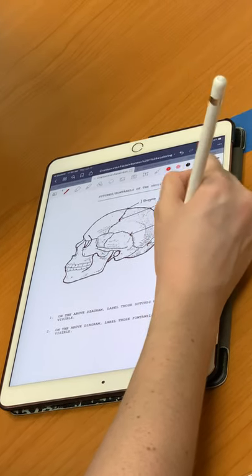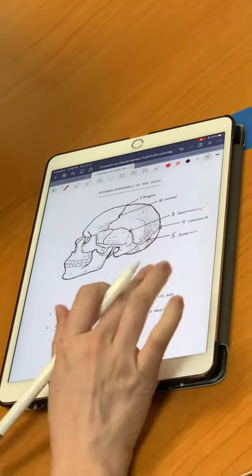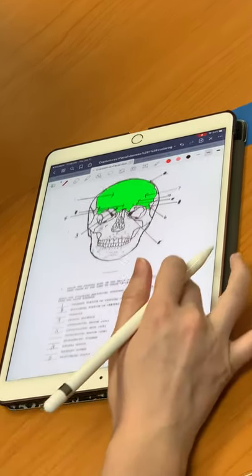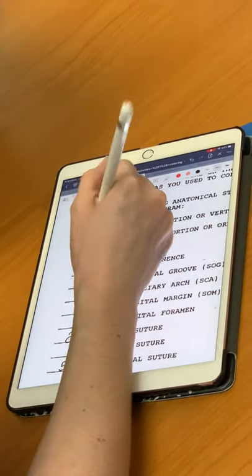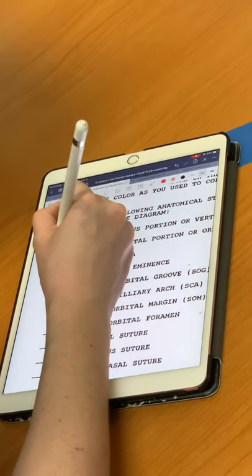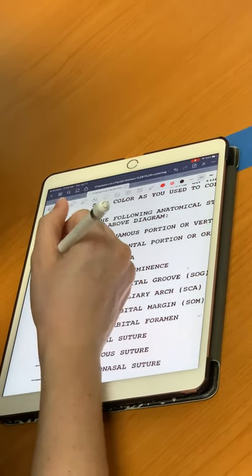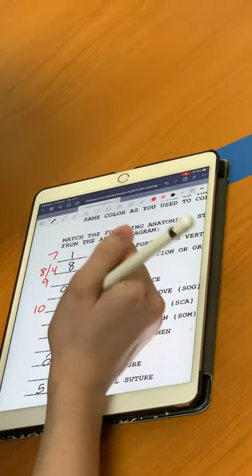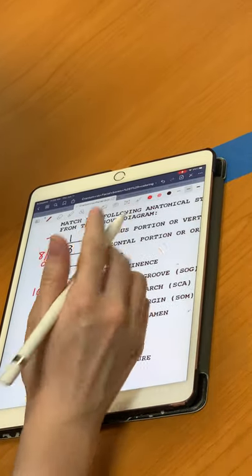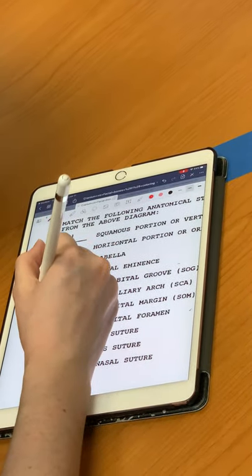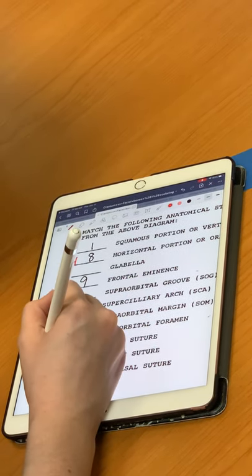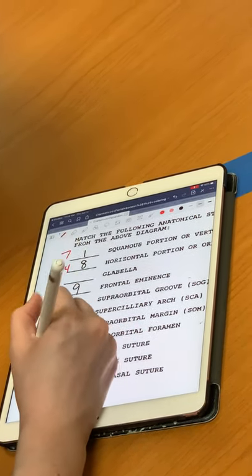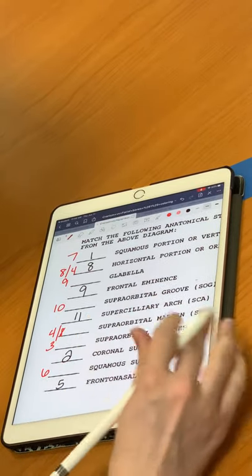Okay, 14. 7 is the squamous portion. You can have 8 or 4 as the horizontal portion, could be either one. 9 is the glabella, 1 is the frontal eminence, 10 is the SOG, 11 is the SCA, 4 or 8 is the SOM, 3 is the supraorbital foramen, 2 is the coronal suture, 6 is the squamous suture, and 5 is the frontonasal suture.